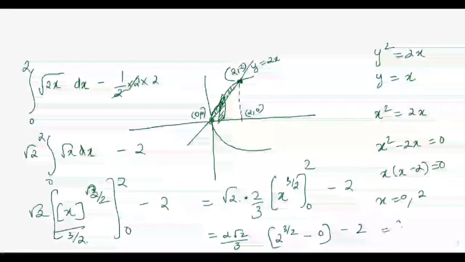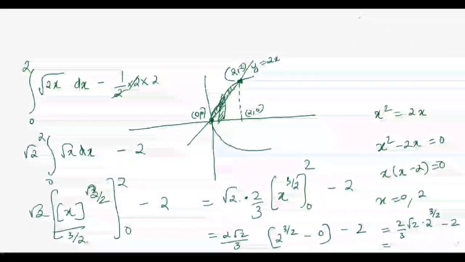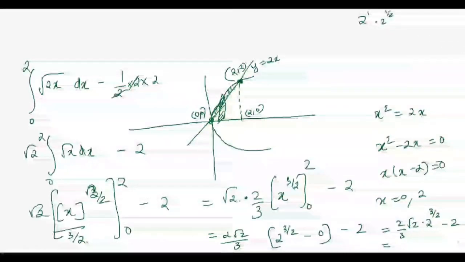So that is 2 by 3 root 2 raised to 3 by 2, 2 raised to 3 by 2 minus 2. So how to simplify this part? 2 root 2 is nothing but 2 raised to 3 by 2, isn't it? 2 root 2 means 2 raised to 1, then 2 raised to 1 by 2. So that is 2 raised to 3 by 2.